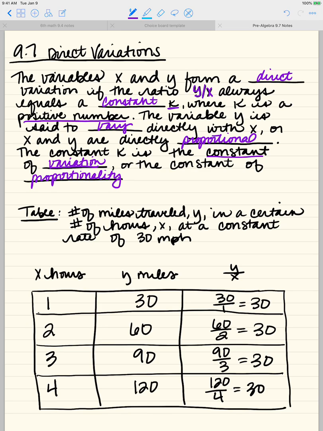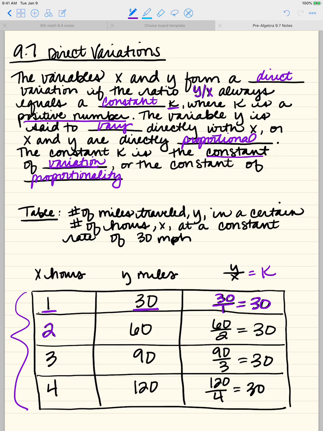This table includes the number of miles traveled, y, in a certain number of hours, x, at a constant rate of 30 miles an hour. That means someone is traveling for a total of 4 hours. They're covering a certain distance, but they're traveling the entire time at 30 miles an hour. Watch what happens. The first hour they're going, they cover 30 miles. When we make that ratio to figure out what k is, remember y over x is equal to k, you'll see we have 30 miles over 1 hour, which is equal to 30.